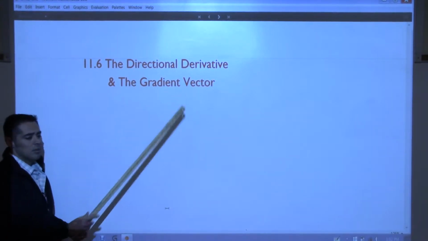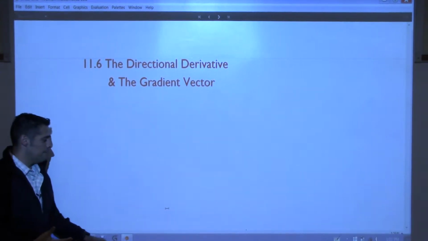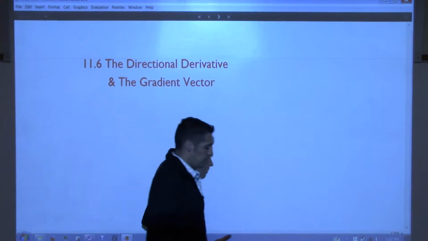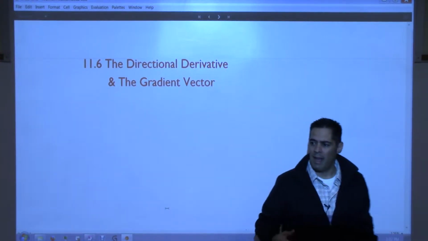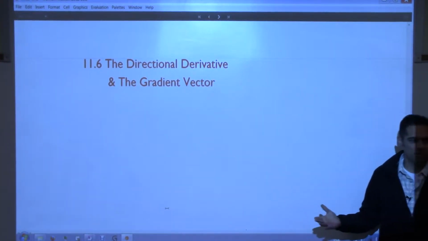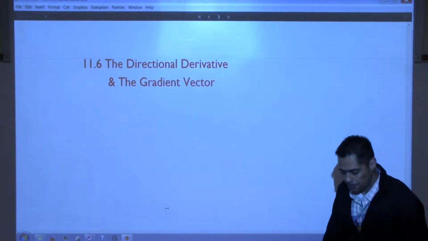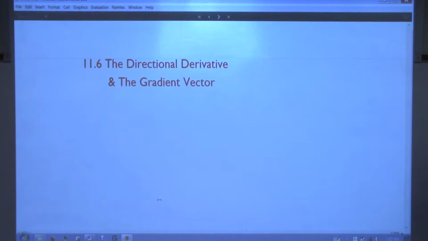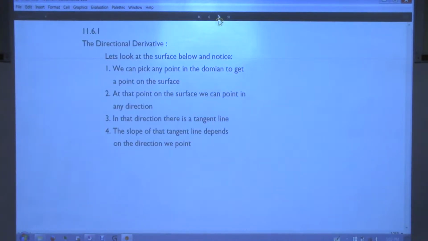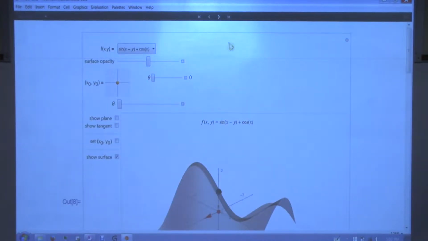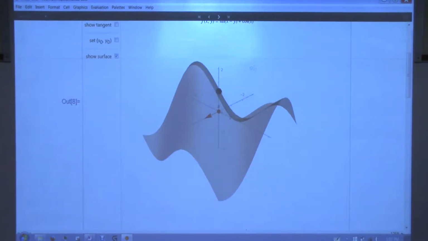The directional derivative is a more general version of what we've already done. It allows us to point in any direction as opposed to just parallel to one of the coordinate axes. So to start, we're going to take a look at this visually first. So let's see how this works out.